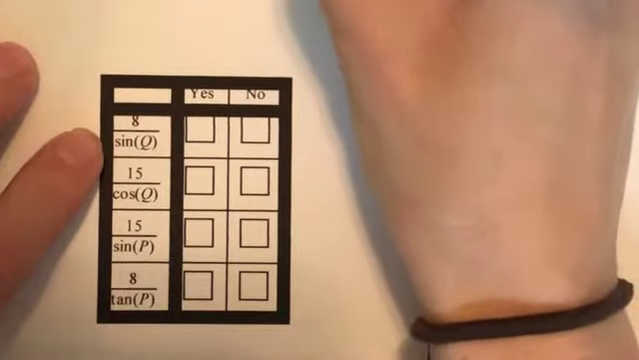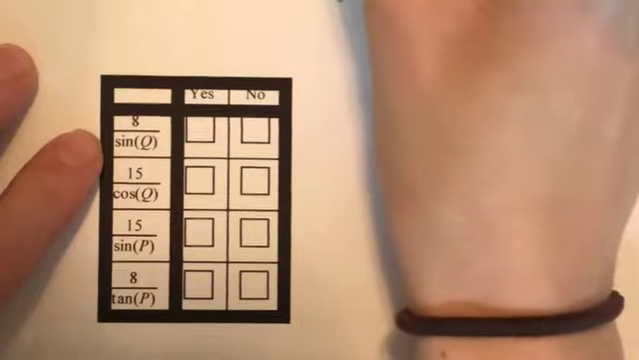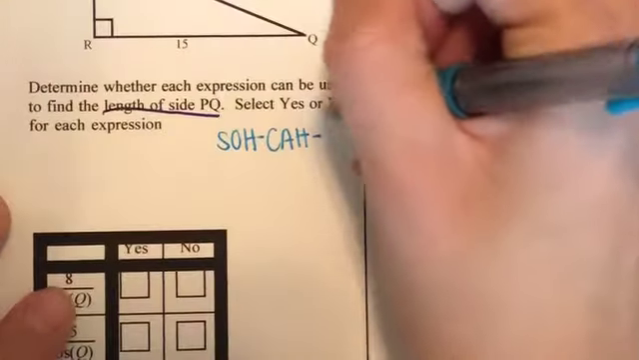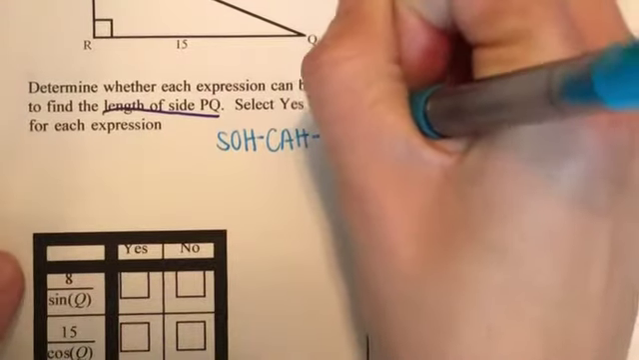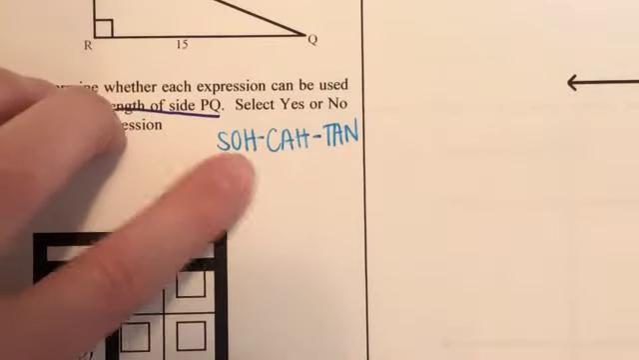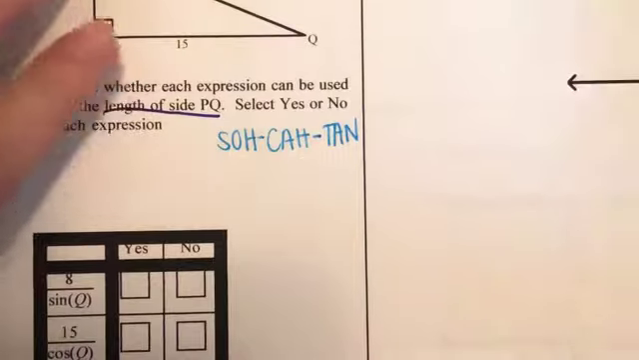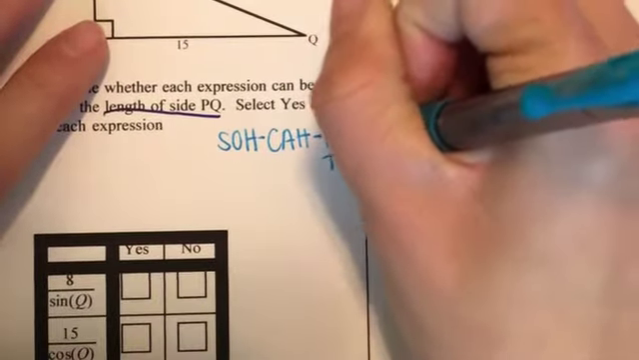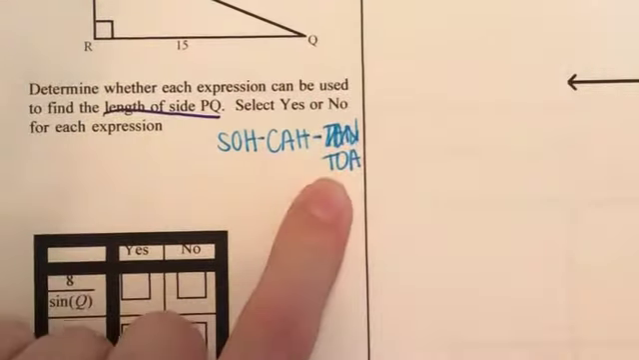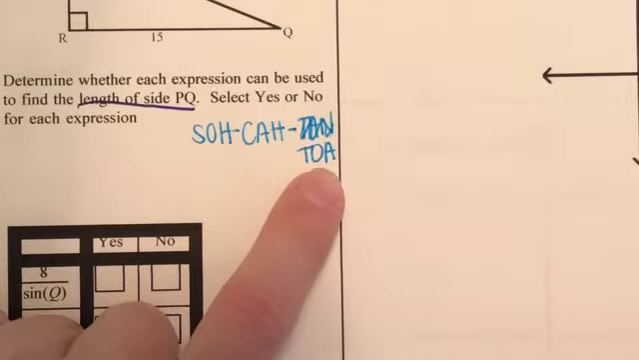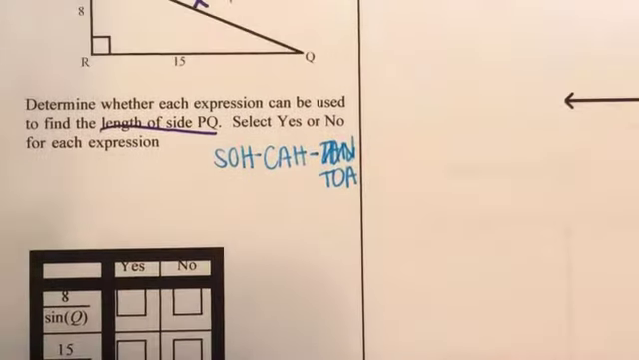Okay, so let's talk about SOHCAHTOA for a second, because you have to know the sine function, cosine, and tangent to do this problem. So remember, sine means opposite over hypotenuse, cosine is adjacent over hypotenuse, and TOA is tangent means opposite over adjacent.